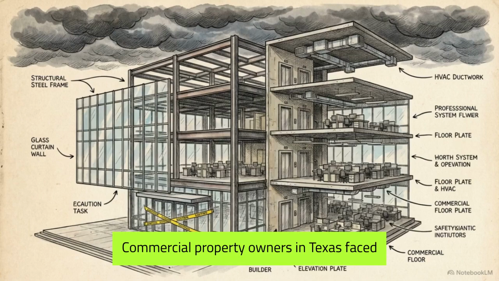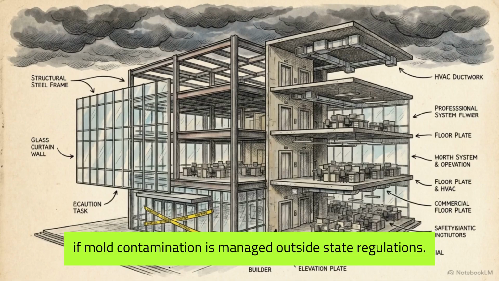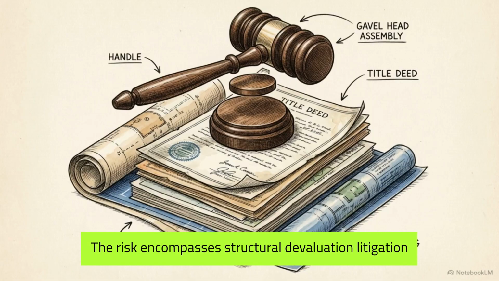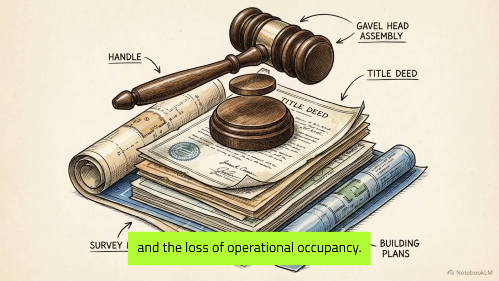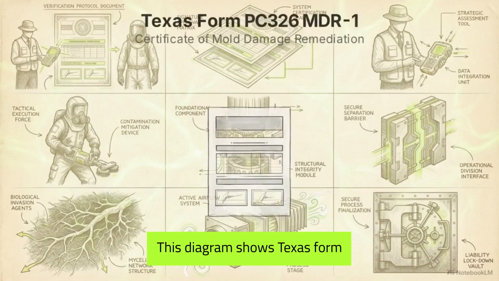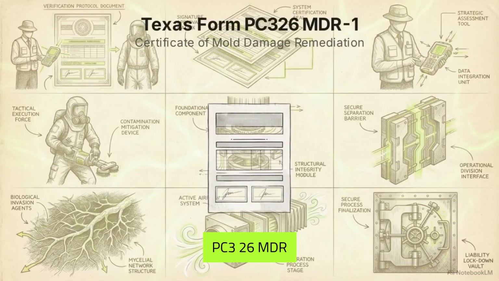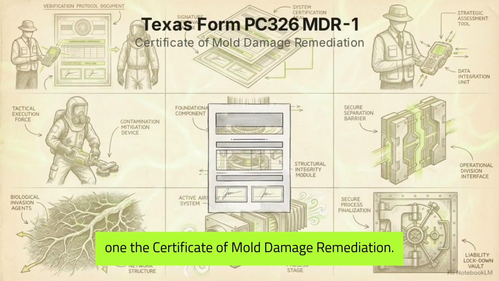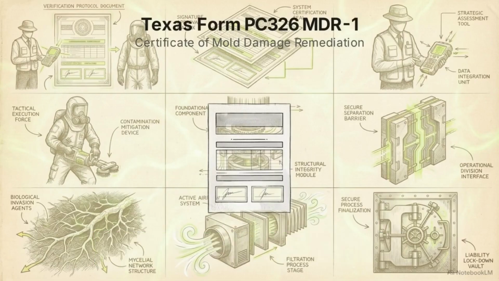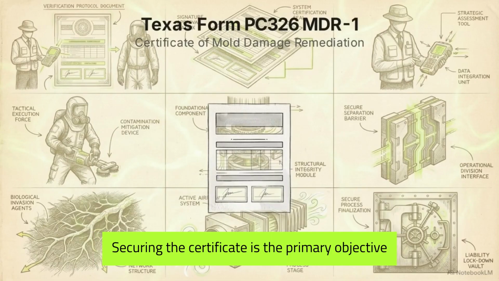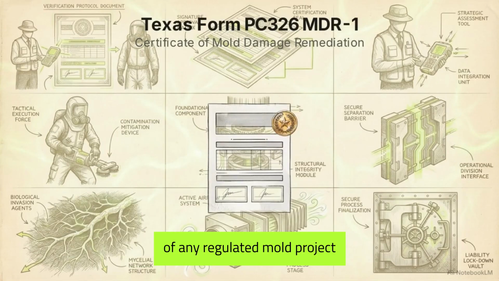Commercial property owners in Texas face severe financial and legal consequences if mold contamination is managed outside state regulations. The risk encompasses structural devaluation, litigation, and the loss of operational occupancy. This diagram shows Texas Form PC326 MDR-1, the Certificate of Mold Damage Remediation. Securing this certificate is the primary objective of any regulated mold project.